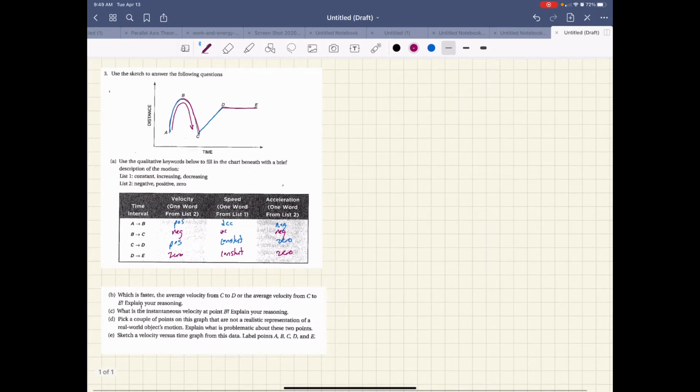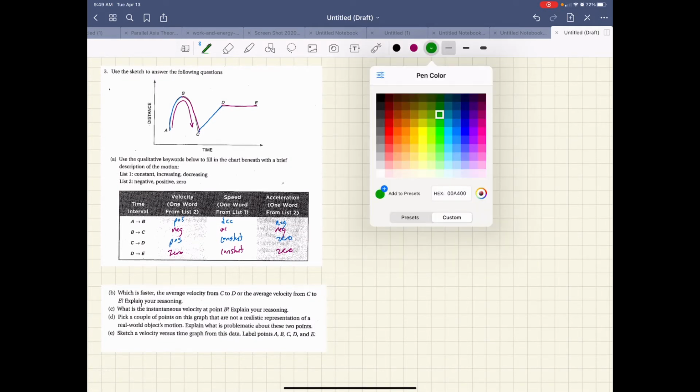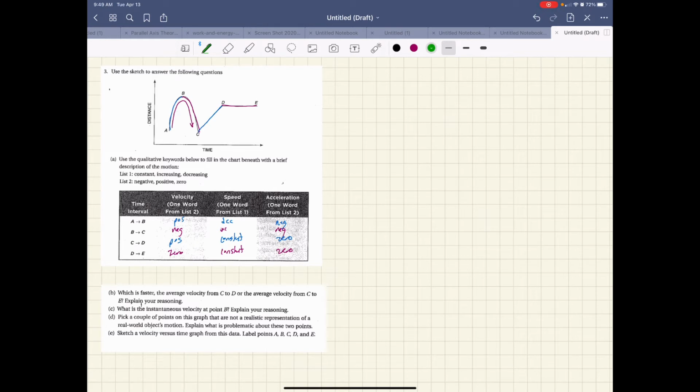So which is faster? Let's change this color a little bit. What is faster, the average velocity from C to D or from C to E? So let's just do a quick erase. And let's take a look at these. Now the average velocity from C to D is easy because the slope is constant through the entire thing. So now we're just going to ask ourselves, is this slope versus this slope? Which one has a higher average slope? And of course C to D. So it has higher average slope.